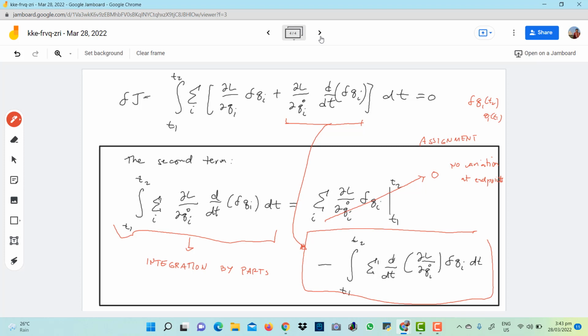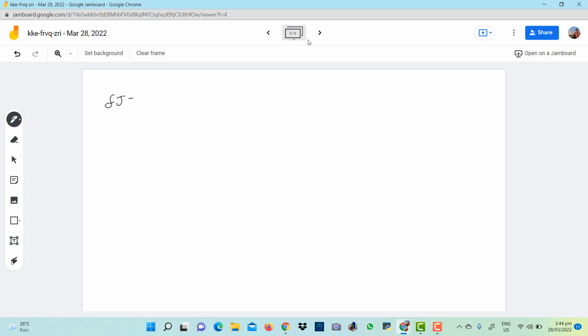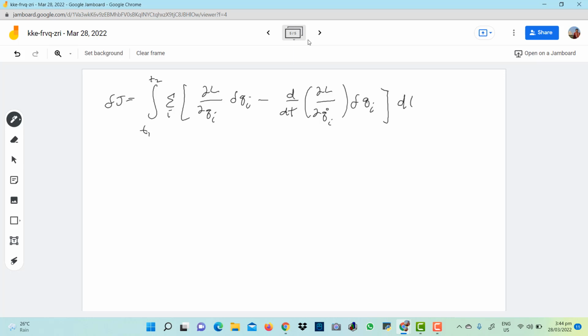So, I can re-express the second term of our delta J, which is equal to this. So it becomes this. Delta J, which is equal to 0, is just equal to the integral from T1 to T2, summation over i, of partial L partial Qi delta Qi, minus d dt of partial L partial Qi dot, delta Qi dt, which is equal to 0. And as you can see here, if you factor out the delta Qi, you will get this.